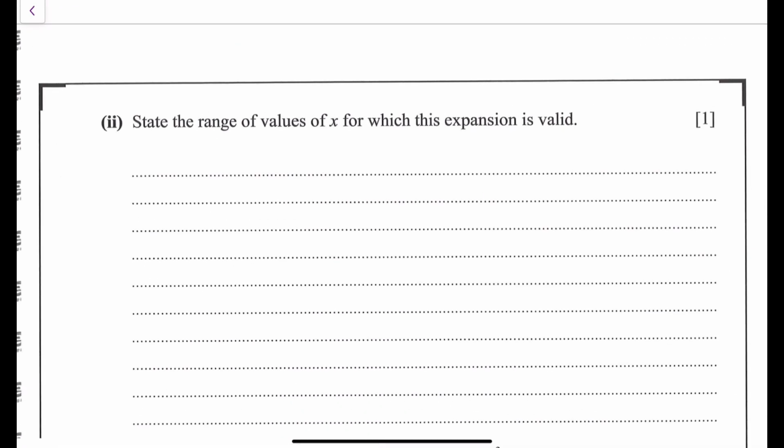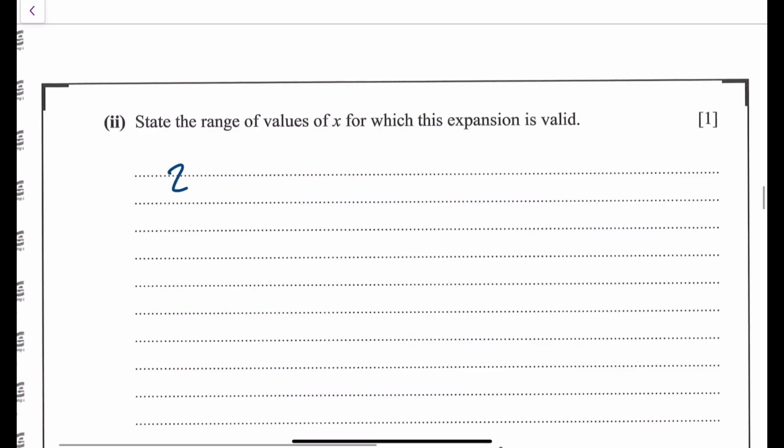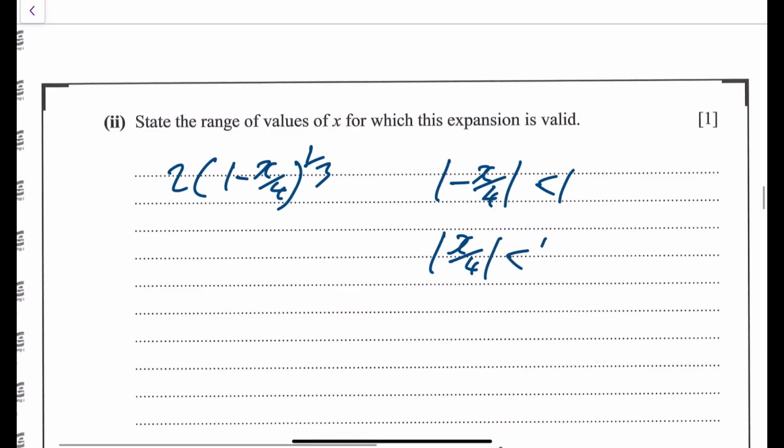So our thing was, what did we have? It was 2 upon 1 minus x over 4, to the power of a third. So modulus of minus x over 4 has to be less than 1. That's the same as modulus of x over 4 is less than 1. Multiply across by the 4, modulus of x is less than 4. It's only 1 mark, but it's an easy mark, you might as well get it.